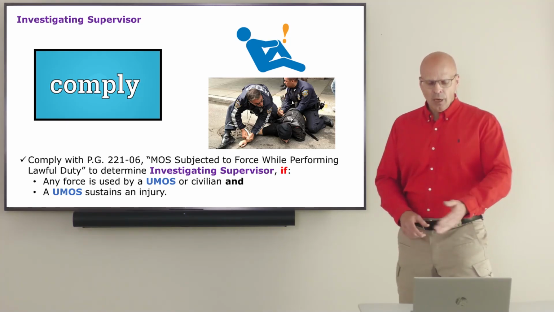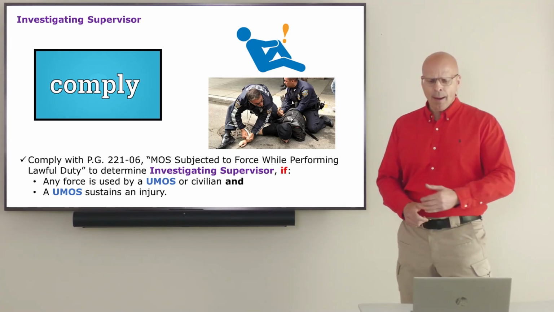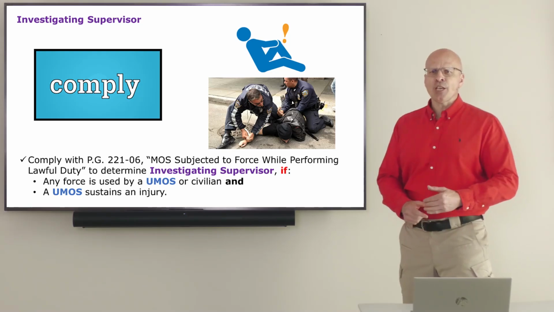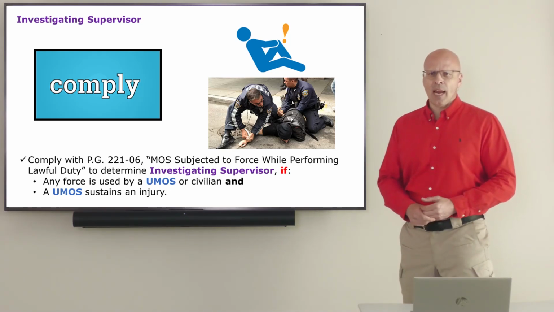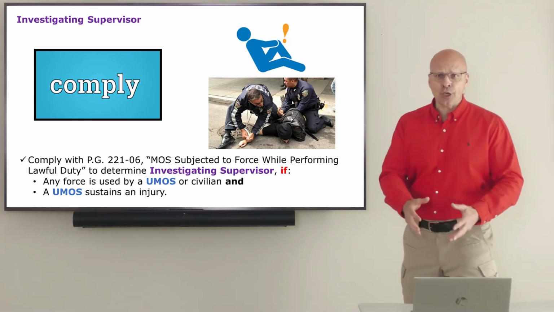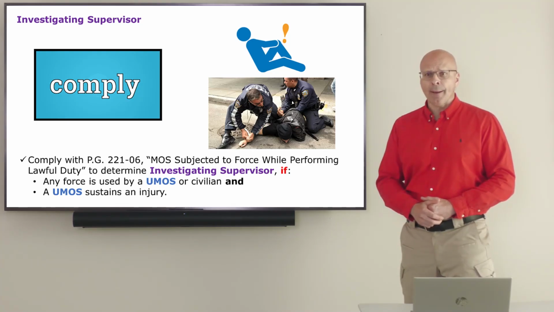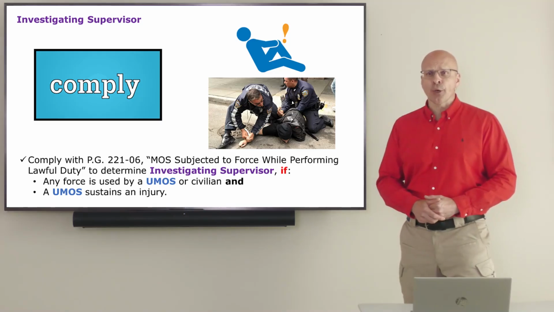But in addition, I also have to follow Patrol Guide Procedure 221-06, member of service subject to force while performing lawful duty. And that procedure will determine who the investigating supervisor is. But there's even a third scenario. The third scenario will be, well, I tackle a perpetrator and I get injured while I'm using force on this perpetrator. See, in that scenario, I'm injured. I have to follow this procedure 330.03.